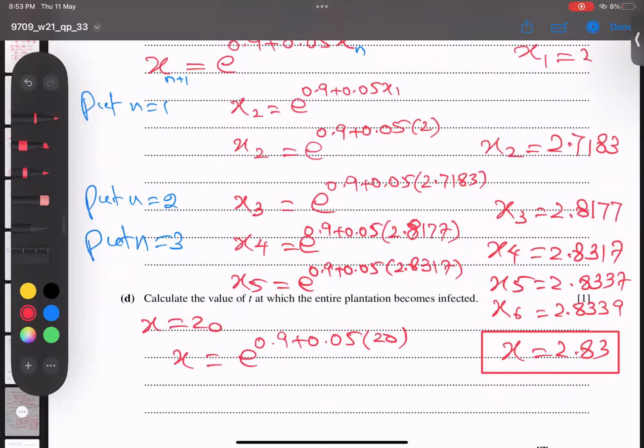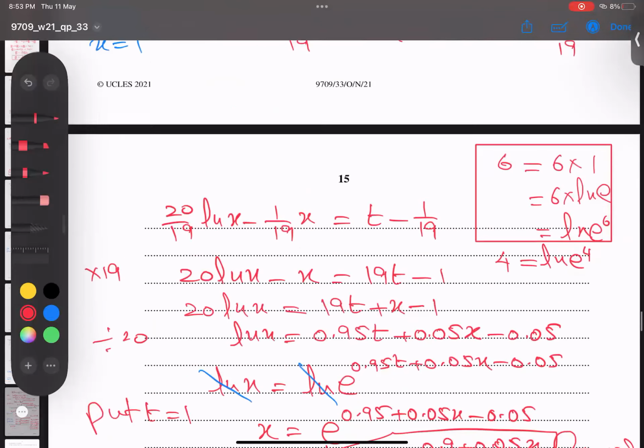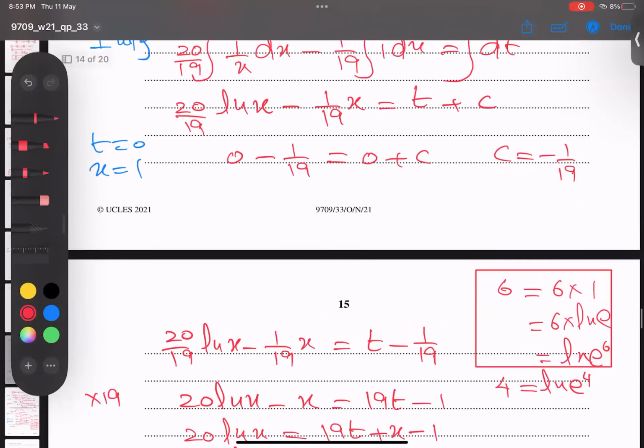So what is the technique here? I just replace here 20, and it is giving us, then wait a minute. No, sorry, he's saying t value, so not this one. Sorry for that. He said, what is the value of t when the entire plantation is infected? So it means x value is 20. So I will use the top formula, not this formula. Top formula in which we have t involved. Where is t involved? One minute, please.